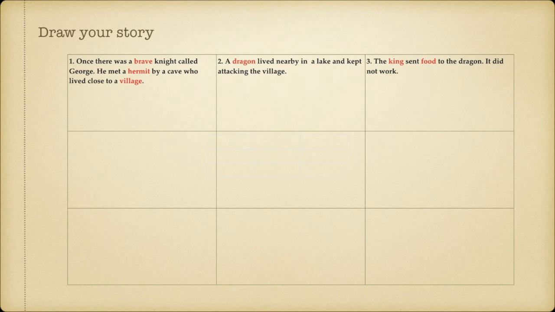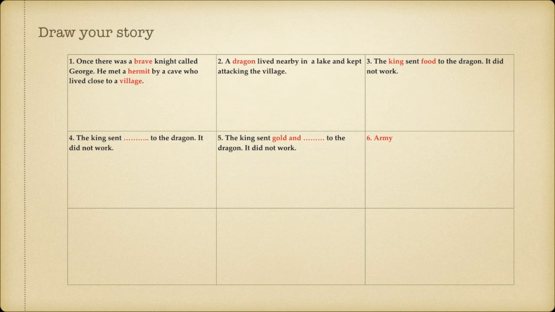And let's go to number 3. Once again, the important words are in red. The king sent food to the dragon. It did not work. I should have highlighted dragon actually. That should be in red as well. So, can you memorize that sentence? And also, can you draw images to go with that sentence? The king sent food to the dragon. It did not work. And then we look at the next row.